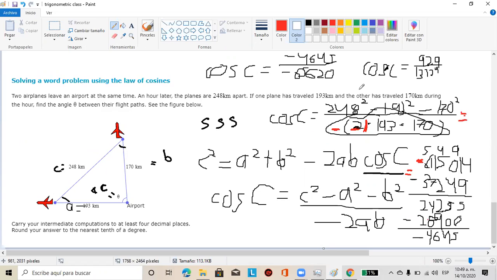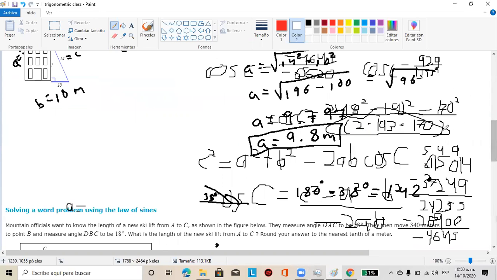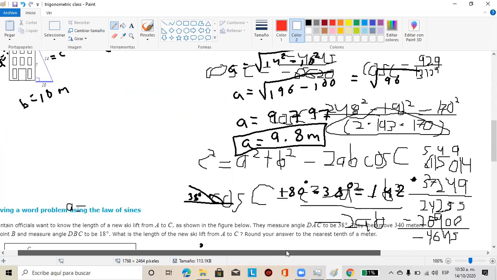Let me see. So here you put this in your calculator, minus 4,645 over 65,620. This is negative over negative. So alpha is equal to 55,627. Okay, what do you do? Oh wait.